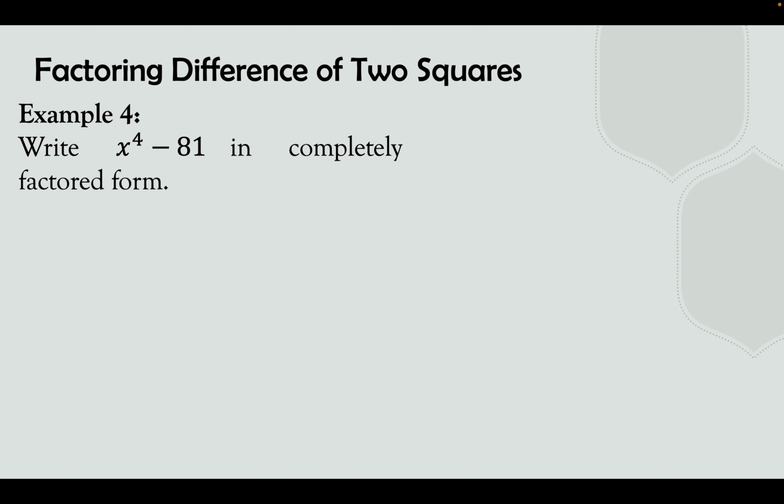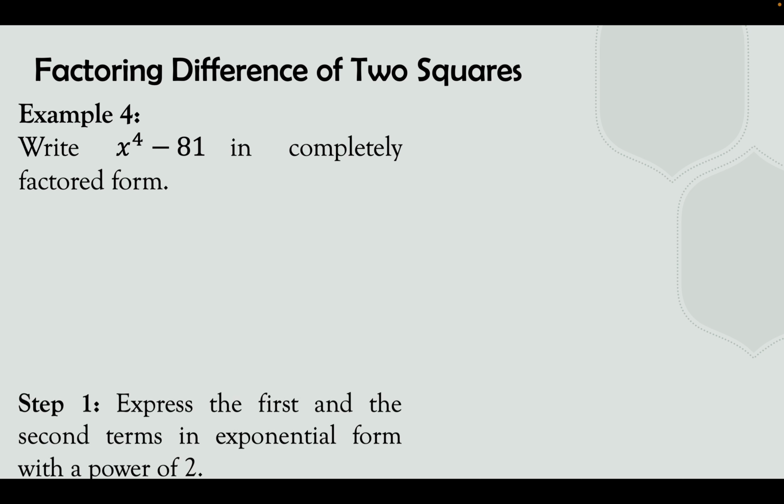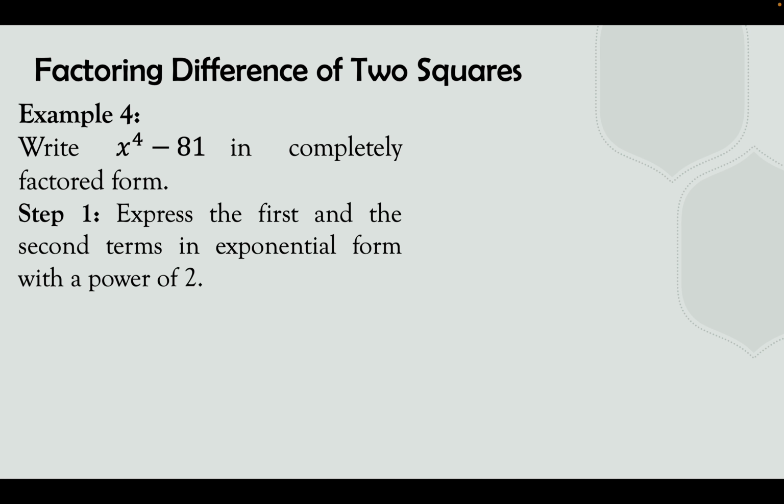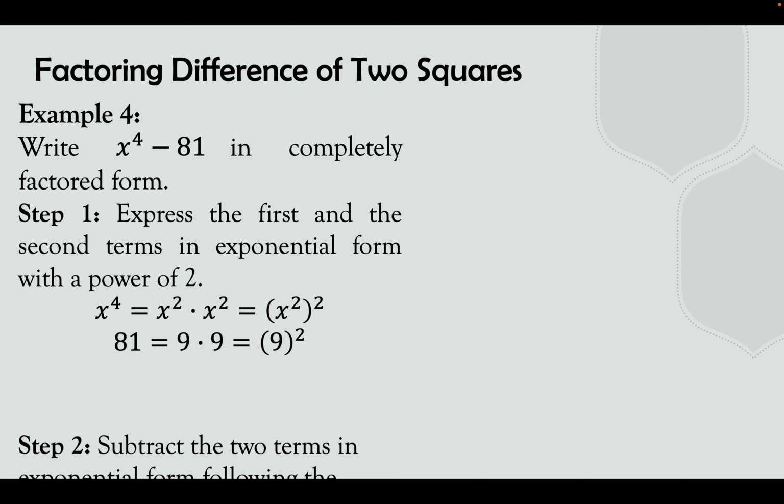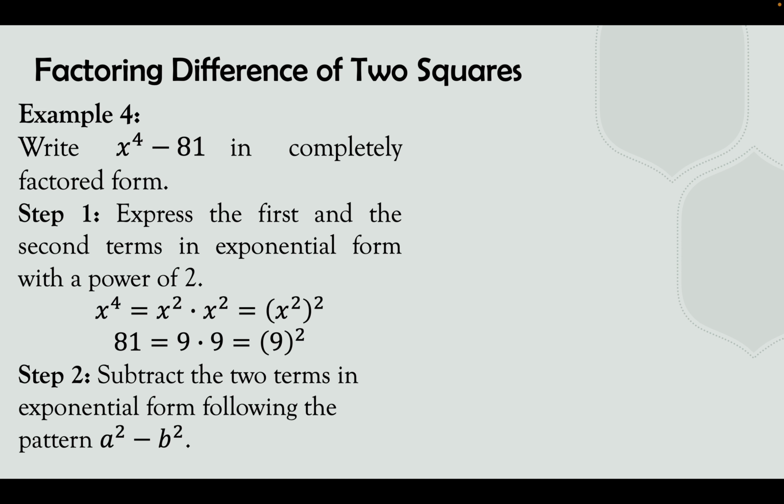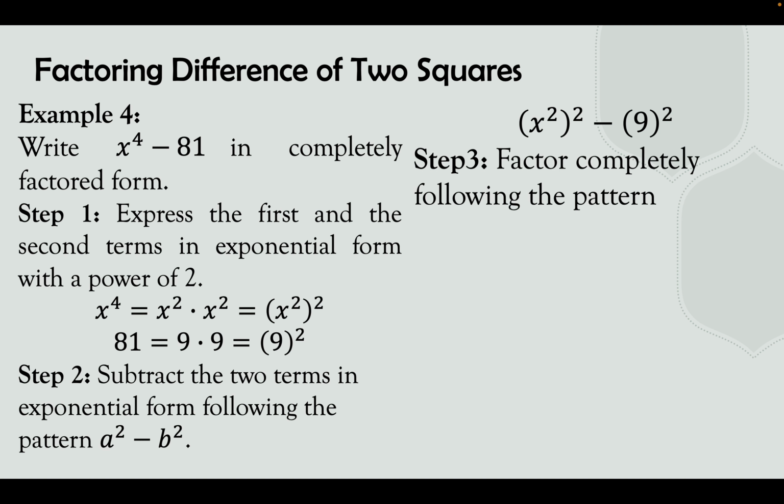Example number 4. We need to write x raised to 4 minus 81 in completely factored form. So express the first term and the second term in the exponential form with the power of 2. So for x raised to 4, we have x squared raised to 2. For 81, we have 9 squared. Next, step number 2, subtract the two terms in the exponential form following a squared minus b squared. So our first term here is x squared and our second term is 9. So we have x squared raised to 2 minus 9 raised to 2.